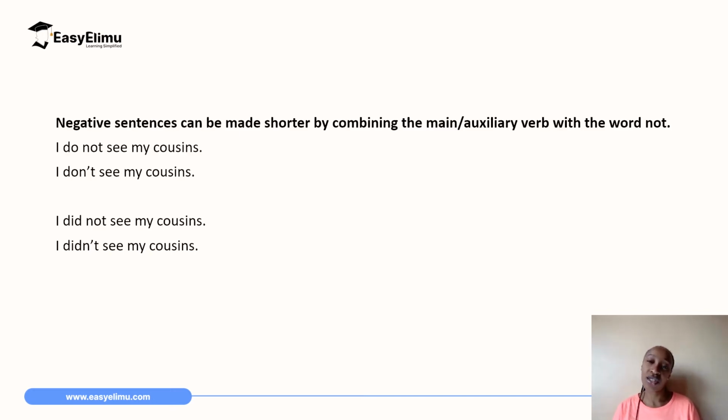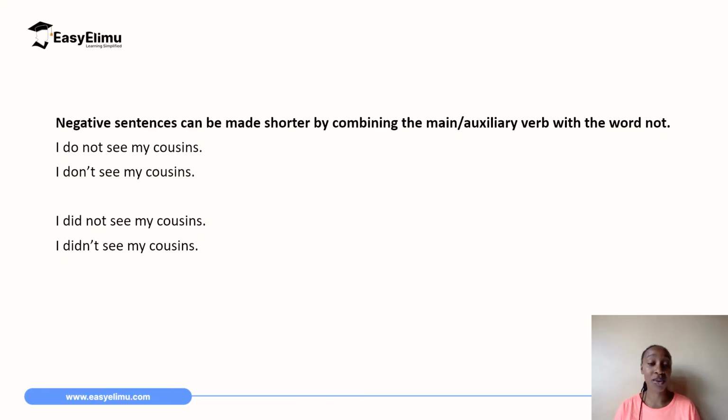So another interesting characteristic of negative sentences is that we can make them shorter by combining the main verb or the auxiliary verb with the word not. Remember, do is an auxiliary verb. So for example, I do not see my cousins. When you combine do and not, it becomes I don't see my cousins.